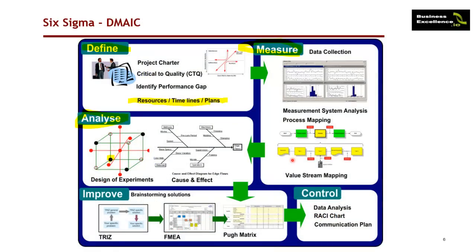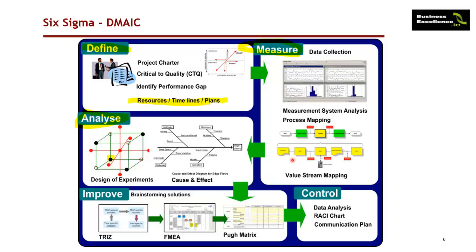The stages that we're going to focus on are as follows. Define the charter, identify what's critical to quality, identify the performance gaps, identify the resources and the timelines. The next phase is measure. So collect the data, make sure whatever collection system we use is appropriate, correct and validated. Map the process, and also make sure that we map the process in the context of the overall value stream map.